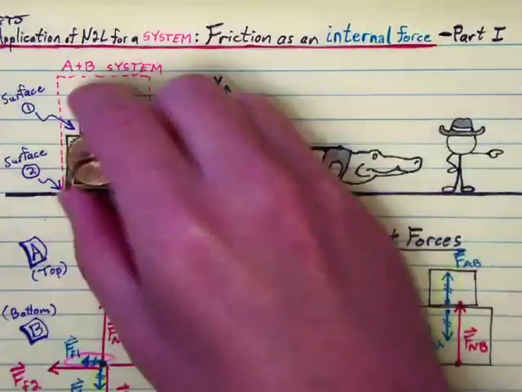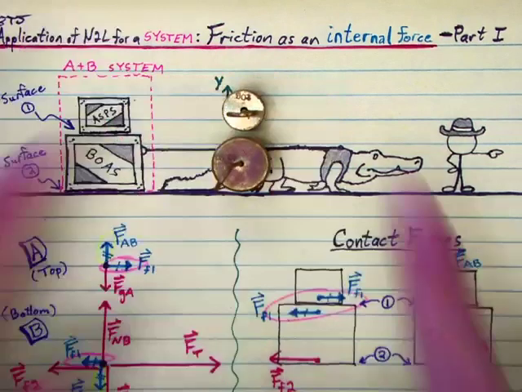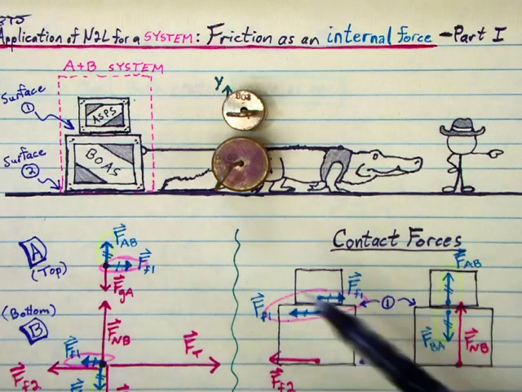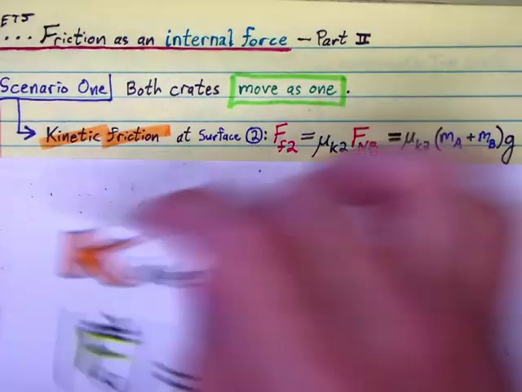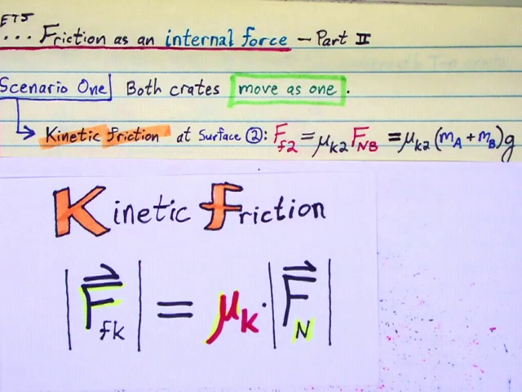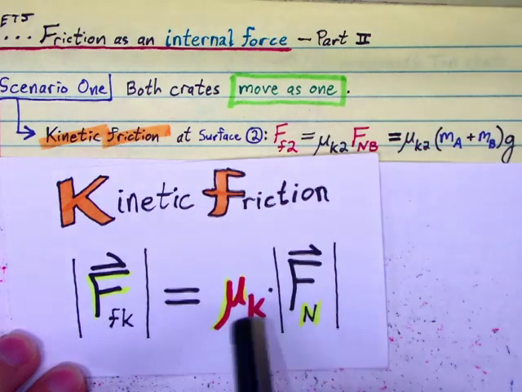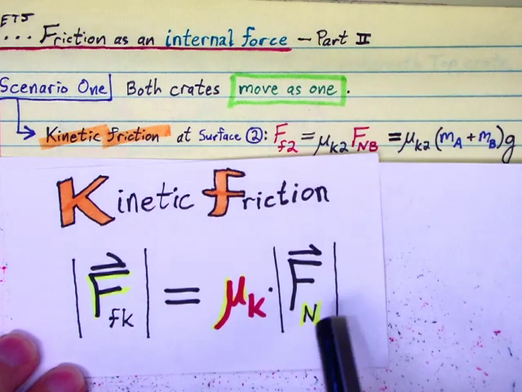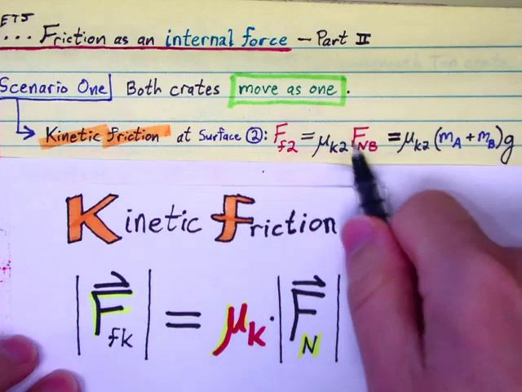So the gator's pulling in such a way that this crate and that crate are both moving together to the right. If that's happening, we can see that there will be a force of kinetic friction between crate B and the floor. Let's look at that force of kinetic friction. We pull out our usual formula for calculating it, but note that now in this scenario, since there are multiple surfaces, we should be specific and say that the force of kinetic friction at surface 2 depends on the coefficient of kinetic friction at surface 2 times the normal force at surface 2. So μk2 times FNB.